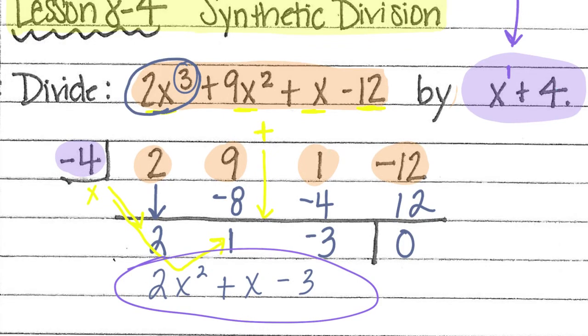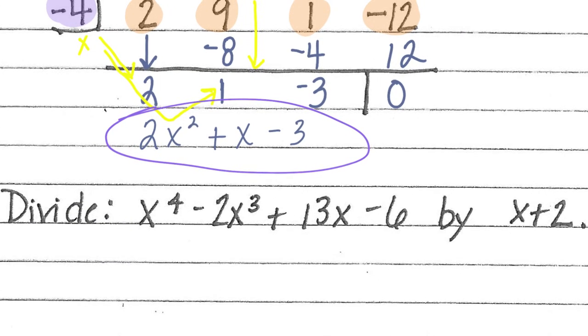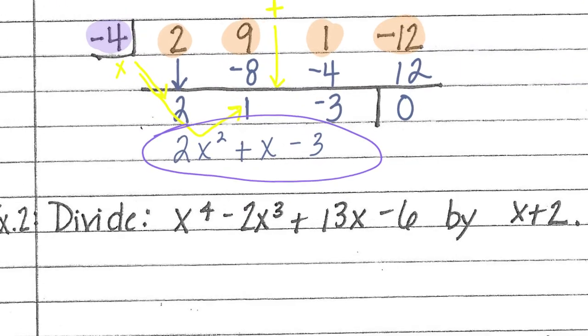All right, let's try one more and see how you do. This one's a little longer. Example 2 is a little longer. The first thing we have to do is we have to set it up. So I like to put little boxes. I know my numbers are 1, negative 2.